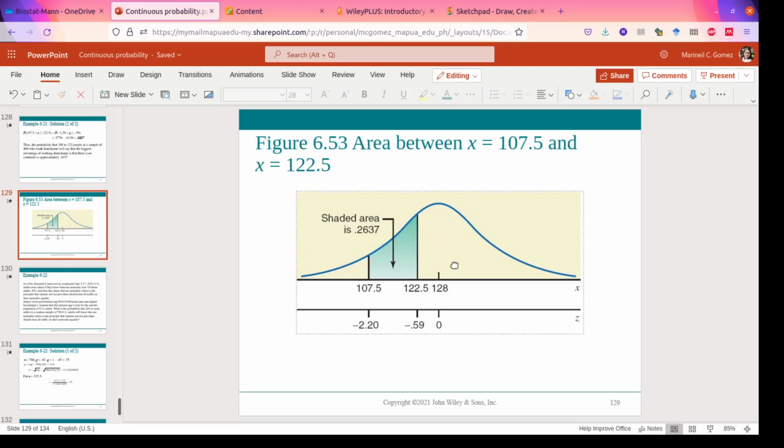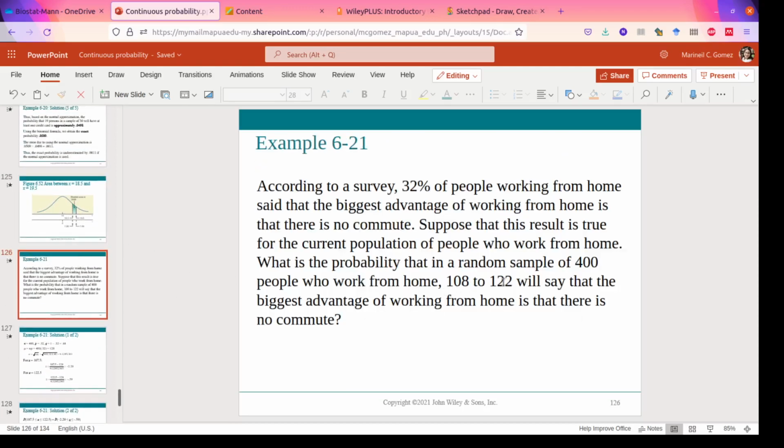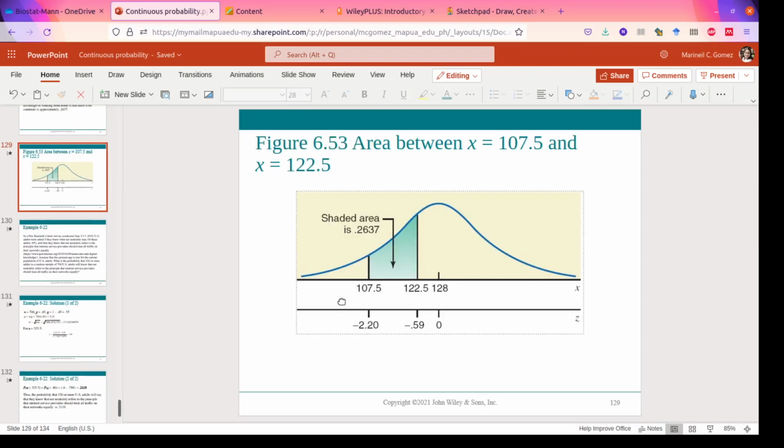It doesn't mean that 26.37% of the people will tell you that their biggest concern is work from home, but rather there's a 26.37% chance that you would get 108 to 122 people who will say that your favorable outcome, no commute, is the biggest advantage for them. So the probability of getting that number of people who answer that commute is the best advantage is 26.37%.